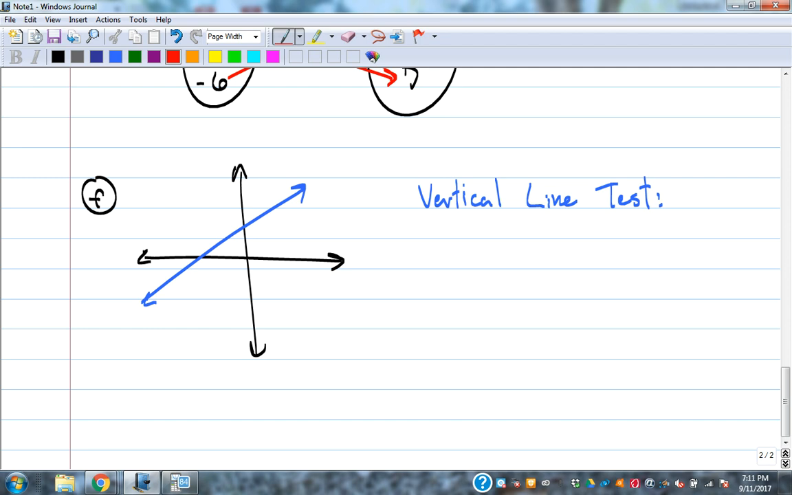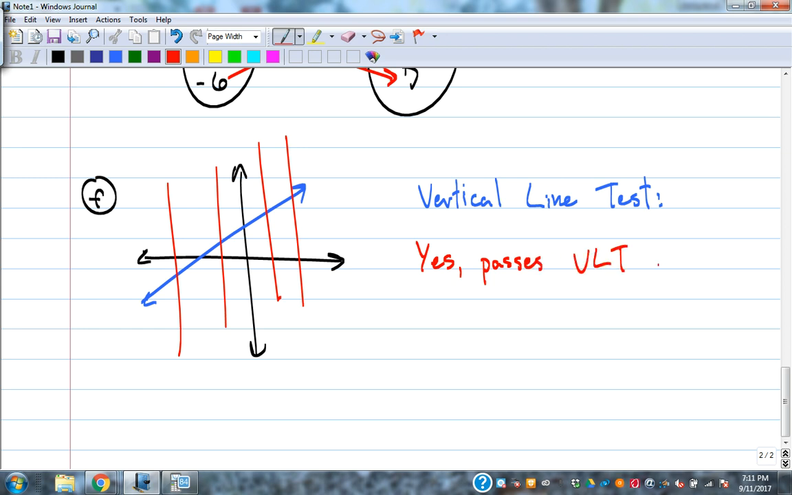No matter where I put a vertical line on this particular graph, if I put one there, it only hits it once. If I put it over here, it only hits it once. If I put it down, right there, it only hits the blue line one time. No matter where I draw it, it's hitting the blue line only one place every time I draw it. That passes the vertical line test. So this is a function. Yes. Passes the vertical line test. And we'll call it VLT. That means there's no repeated x's. If it passes the VLT, that means it doesn't have any repeated x values.